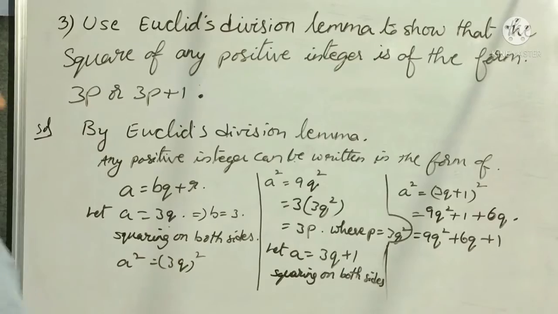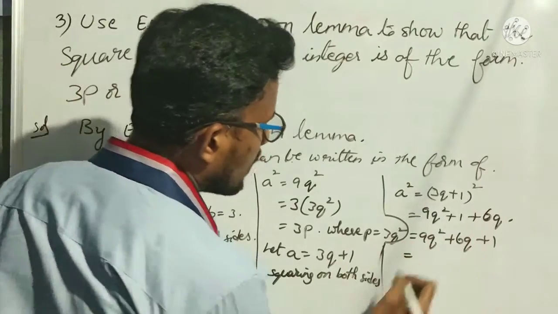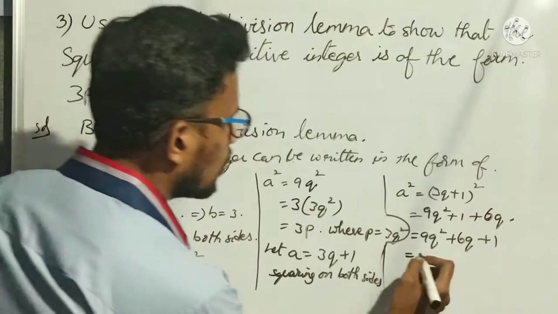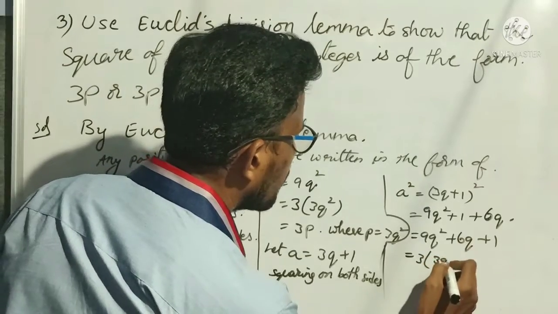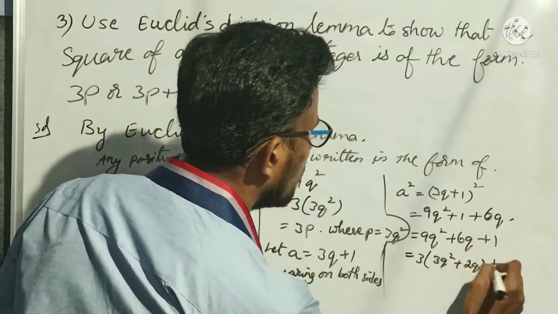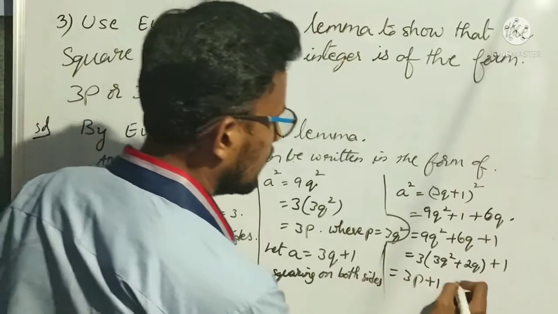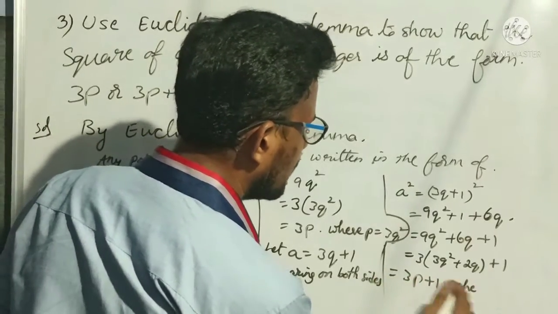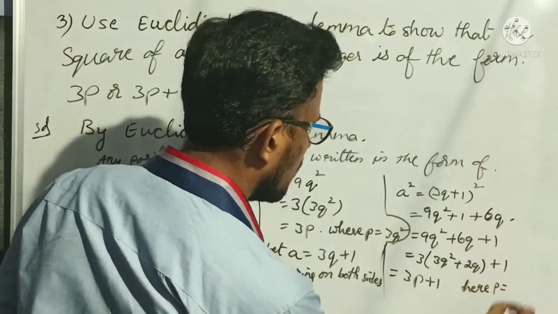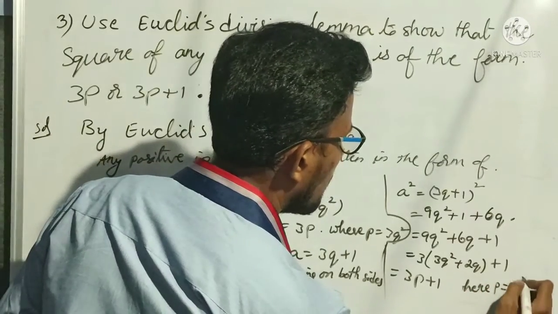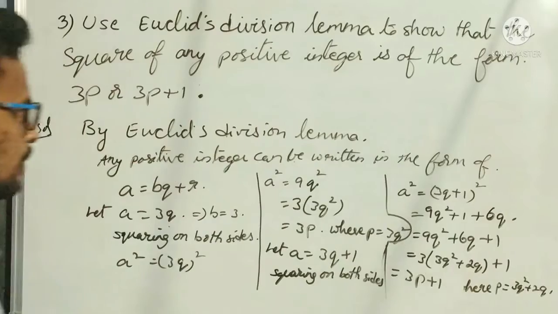So next step what I will do means I will take 9q square plus 6q plus 1. Okay. 9 and 6 both are multiples of 3. I can take 3 common in both. So 3 into 3q square plus 2q plus 1. Okay. So this is equal to 3p plus 1. Here p is equal to 3q square plus 2q. Okay.